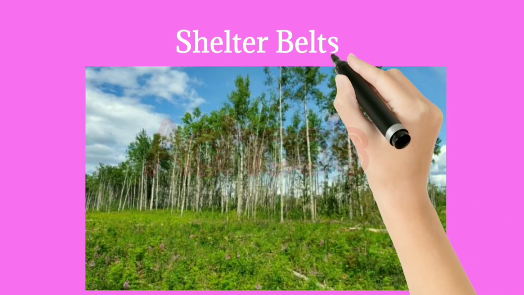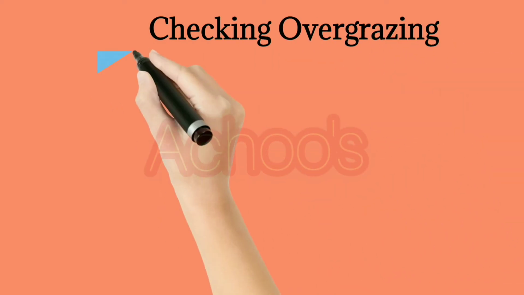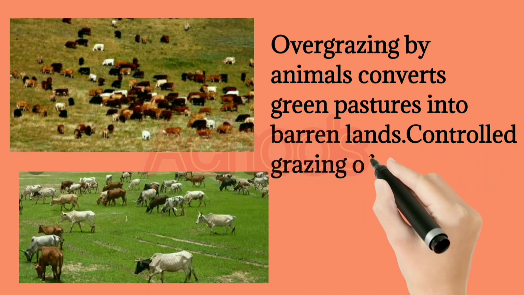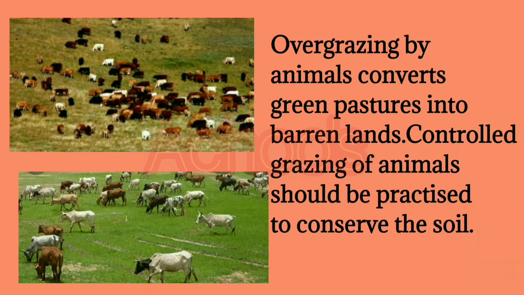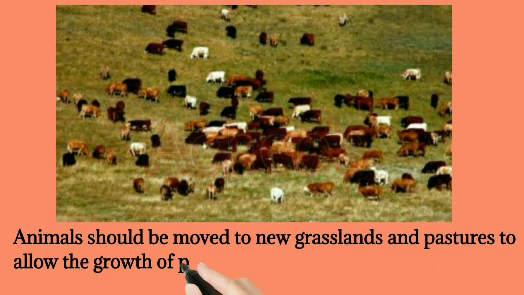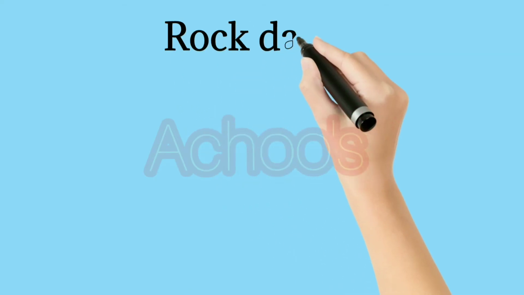The next important method of conserving soil is shelter belts. Belts of trees and shrubs are planted in coastal or dry regions to check the speed of winds and prevent soil erosion by wind. Next method is checking overgrazing. Overgrazing by animals converts green pastures into barren lands. Controlled grazing of animals should be practiced to conserve the soil. Here, animals should be moved to new grasslands and pastures to allow the growth of plants and grasses in the pastures used earlier.